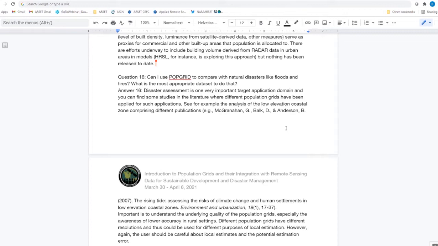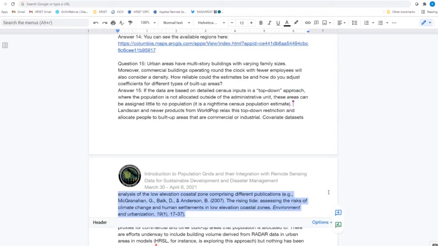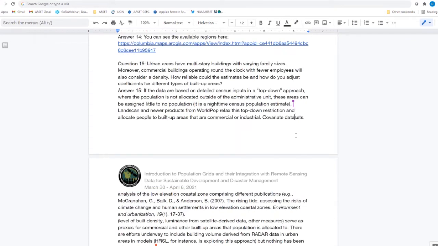Yeah, I started answering this question. This is one very important target application. I'm pleased to see these questions, because it's really a central domain where these population grids can be and should be applied. Which one is most reliable is always a question of what exactly you are trying to do. Is it a regional approach, very local? You have to decide what quality you need in your population estimates. What is the spatial resolution? Again, what's the operational scale, for example?